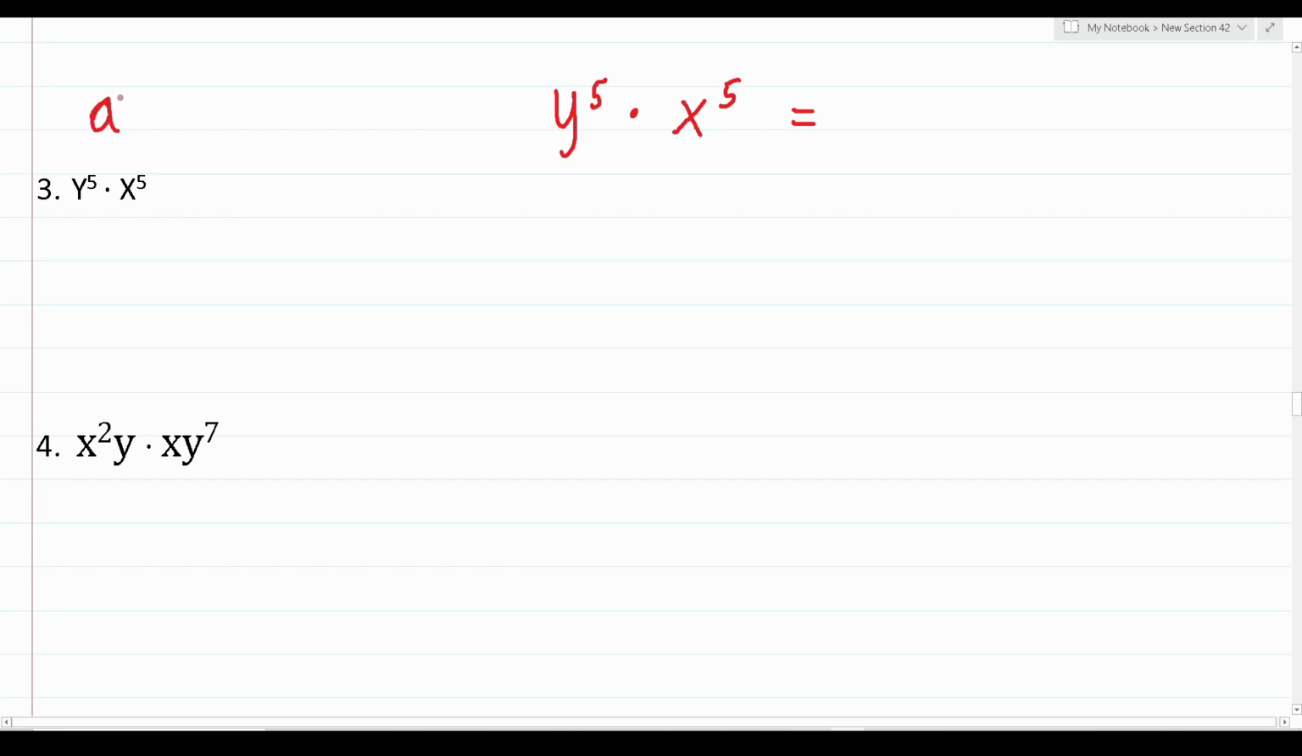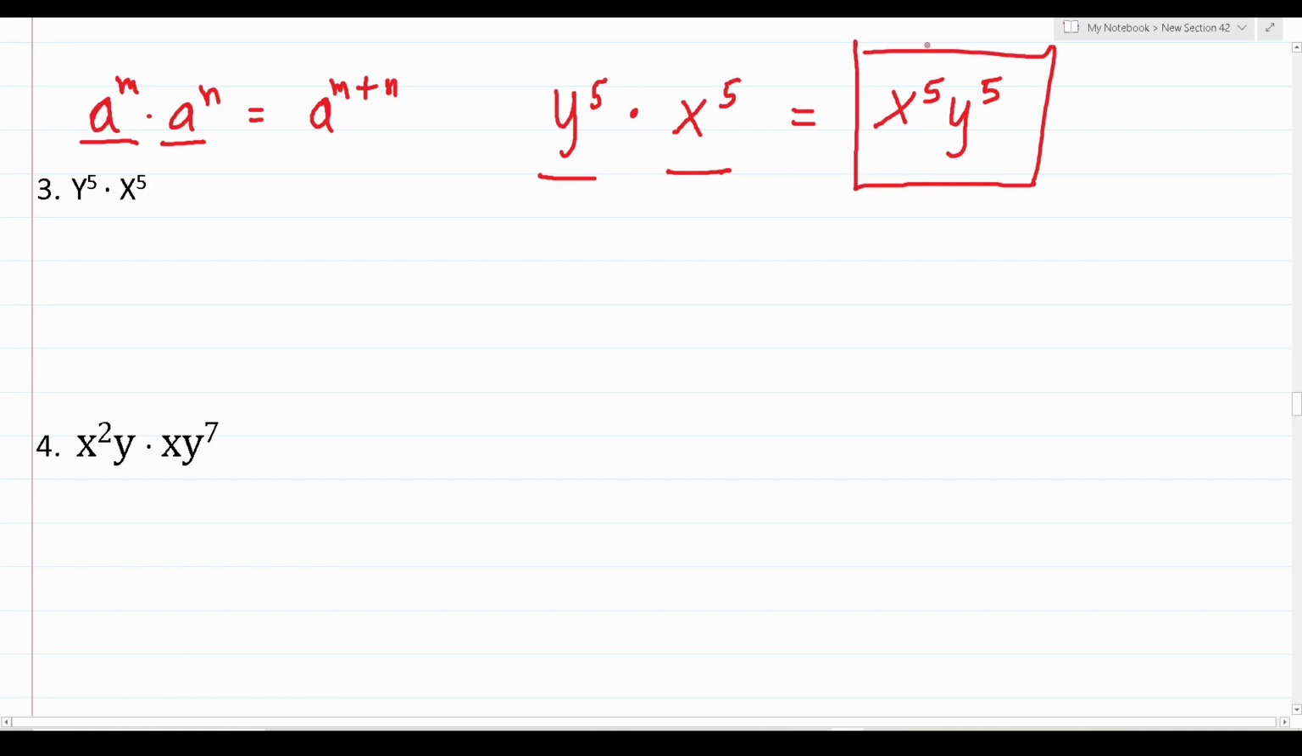Remember, the product rule was a to the m times a to the n results in a to the m plus n. Again, look, the bases are both a. In this case, we have a base of y and a base of x, so we can't combine their exponents. That said, we can rewrite this as x to the fifth times y to the fifth. That is to say, we can get rid of this multiplication sign just by combining these like this. All right, so that's that one, and let me put a box around it to indicate that we're done with it.